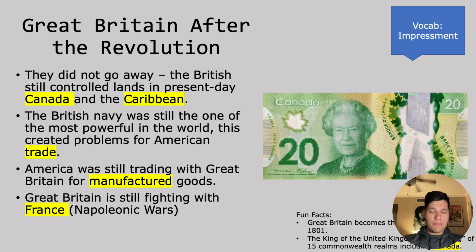So go ahead and write down the highlighted parts. They're from your guided notes. And the vocab here is impressment. You could look it up in your free time, or I'll give you time in class. We'll actually be explaining that in class and giving you an opportunity to know what that word means. But without further ado, let's continue and move on.